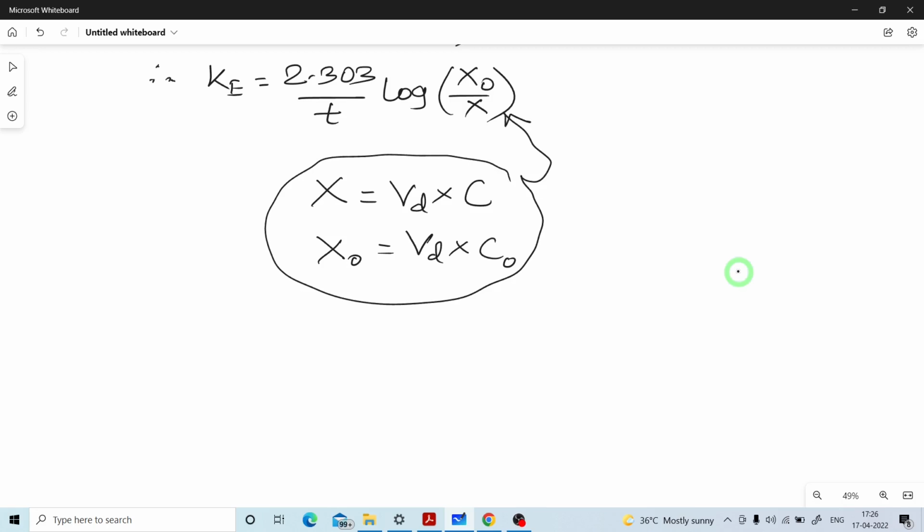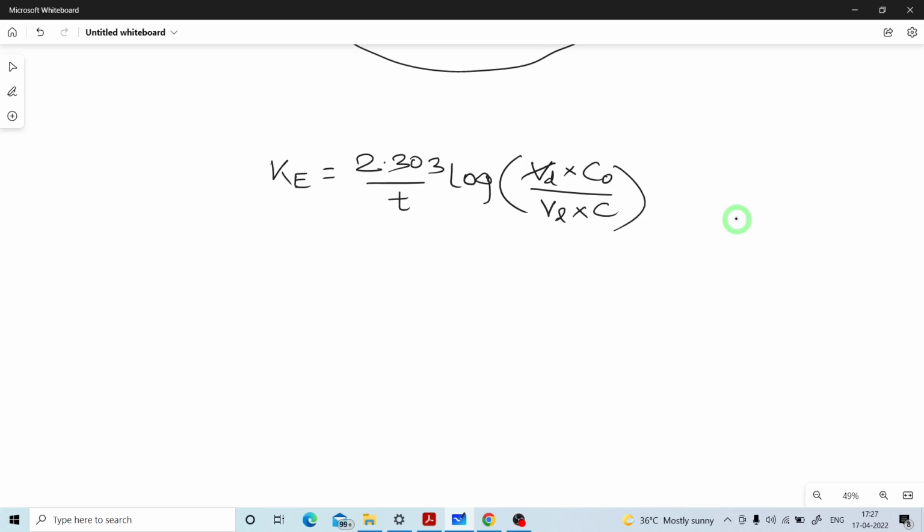So if you do that, your equation will become Ke is equal to 2.303 upon T into log of Vd multiplied by C0 divided by Vd multiplied by C. So the Vd will get cancelled over here, and the final equation will be: elimination rate constant Ke is equal to 2.303 upon T into log of C0 upon C, where C0 is the initial plasma concentration at the time of injection and C is the concentration of the drug within the plasma at time T.